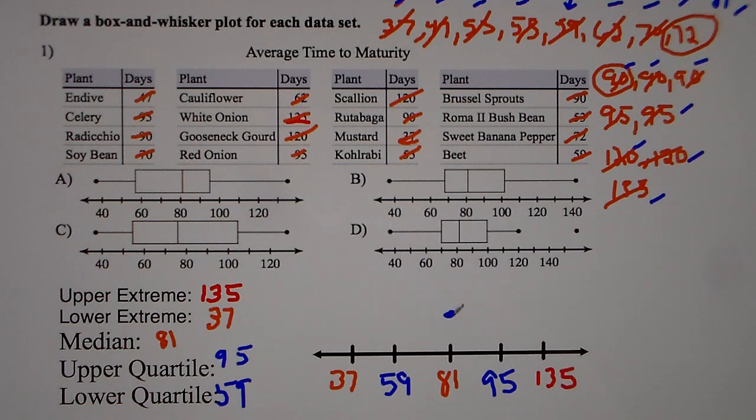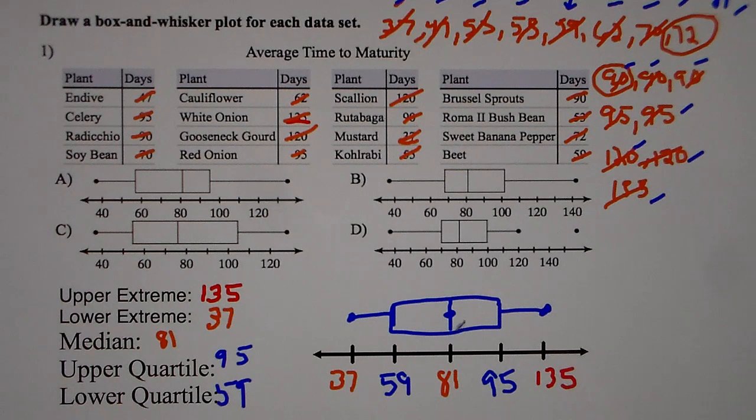Now we make our box, always with the median, the lower quartile, and the upper quartile. We make a little box out of it, and we also draw a little line, always at the median. And then we draw a line with a dot. We're making our whiskers for the high and the low, or the upper extreme and the lower extreme. And there we go. We have our box and whisker.